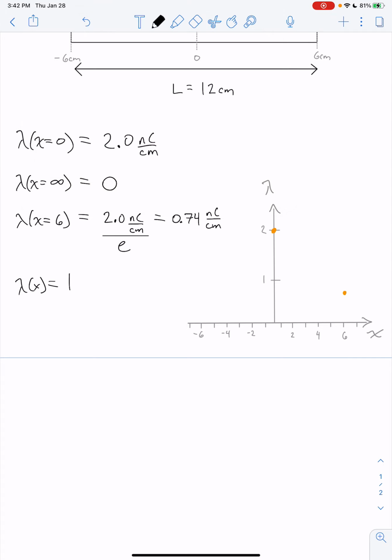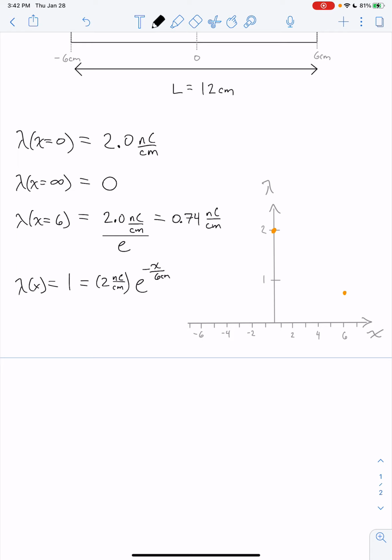So what about lambda is equal to 1? Well, that should be somewhere in between here, right? Because that's right here. And that I'm choosing as well. It's a convenient value for the math of it. Okay. So lambda is equal to 1. Well, that means 2 nanocoulombs per centimeter times e to the negative x over 6 centimeters. We're going to look at the positive side. I've kind of lost the 0.0 on these numbers just to be a bit more compact.